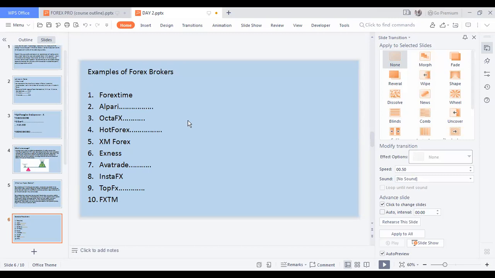Another one I use is Altforex. Please, that's just a minute.